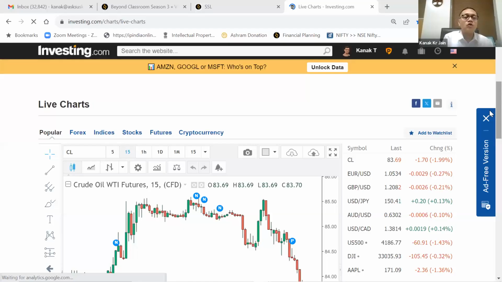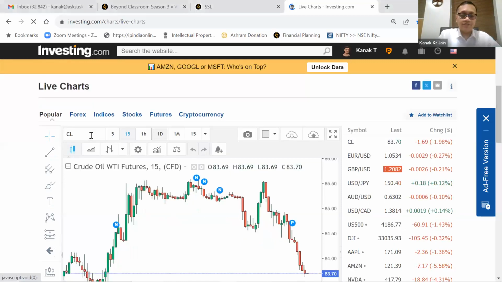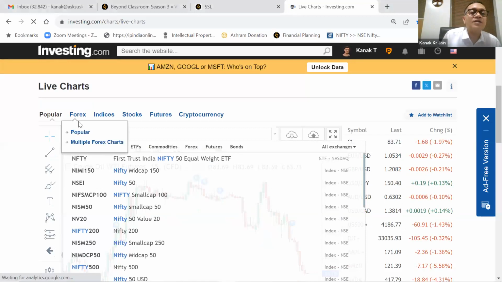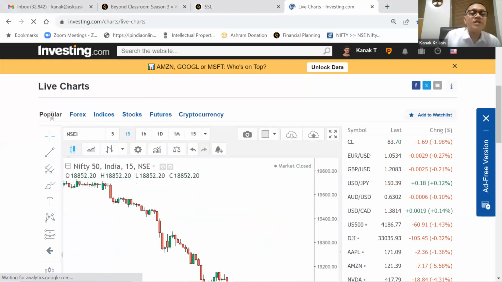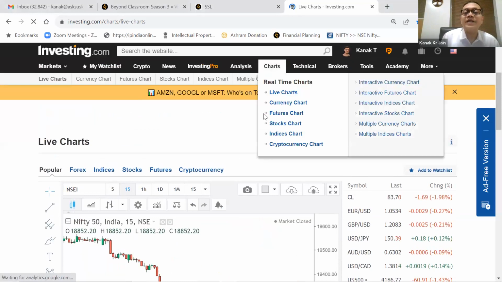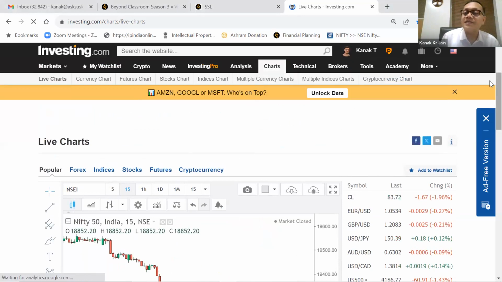You can use any site, Moneycontrol or investing.com. I use investing.com. You go to the part called the chart, and there you will get all this data. So NSE 50 I have taken. You go to indices, stocks, futures, all the data are there. Inside that, in the chart section, the live chart, you will go there and you will be able to get these charts.